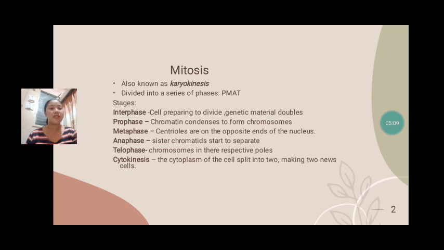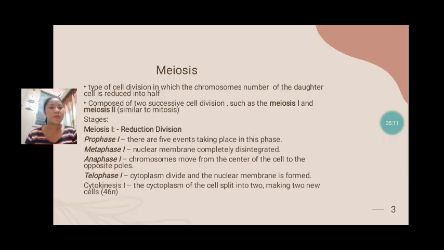Next is meiosis. Meiosis is the type of cell division in which the chromosome number of the daughter cells is reduced by half. It is the process of cell division that reduces the chromosome number by half.